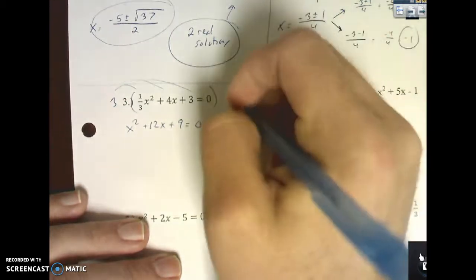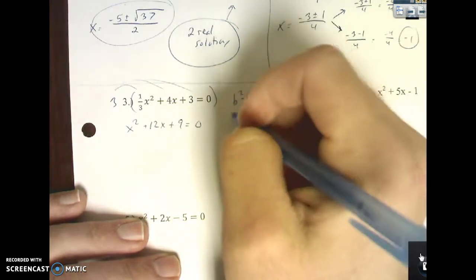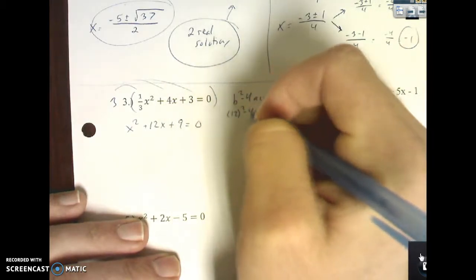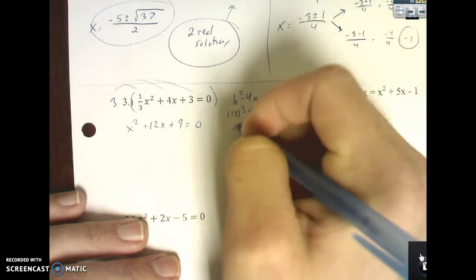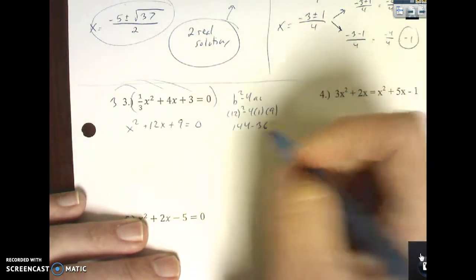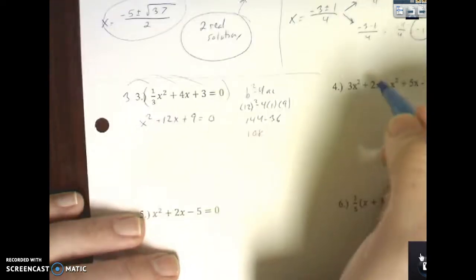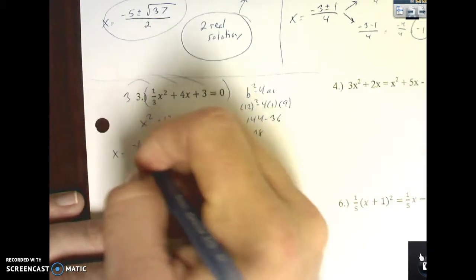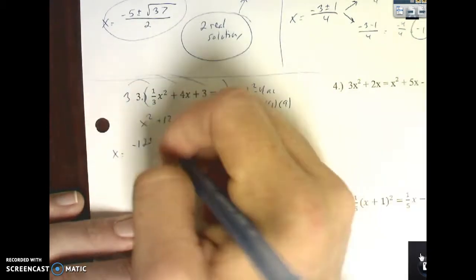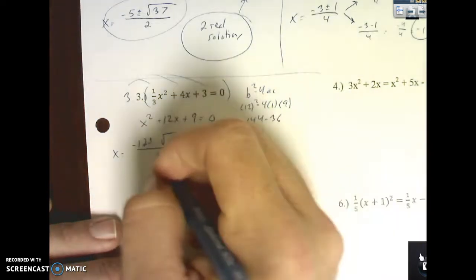So we just go back to b squared minus 4ac. Rinse and repeat. 12 squared minus 4 times 1 times 9. 144 minus 36 is 108. So when I do my x equals negative 12 plus or minus the square root of 108, divided by 2 times 1, which is 2.